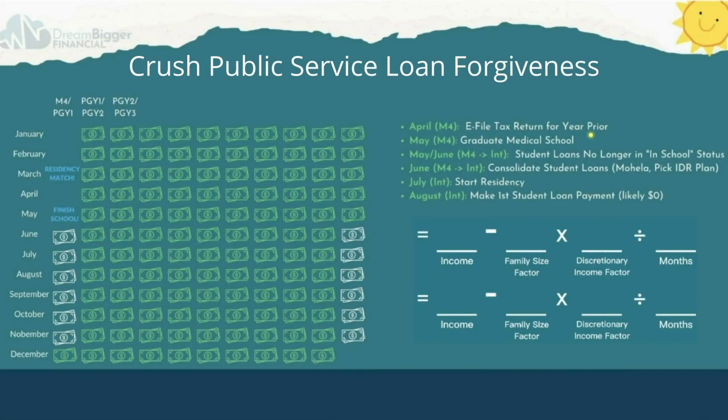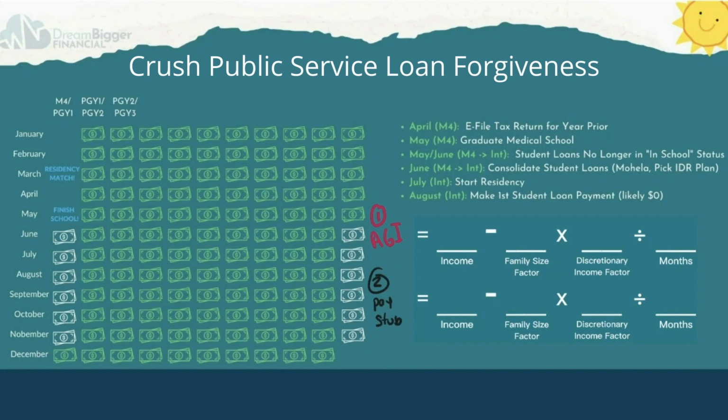Now let's talk about how fourth-year medical students can crush public service loan forgiveness. Let's remember, when enrolling in public service loan forgiveness, we also have to be enrolled in an income-driven repayment plan. And recall that with an income-driven repayment plan, there are 2 ways to calculate our income. The first way is our adjusted gross income, and that is a number that comes from our prior year's tax return. And the second way is our pay stub.